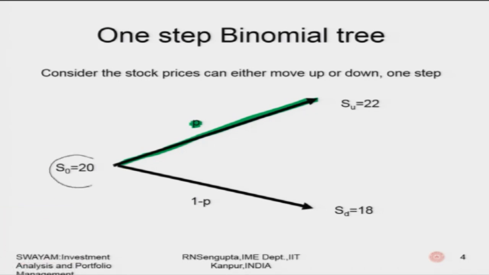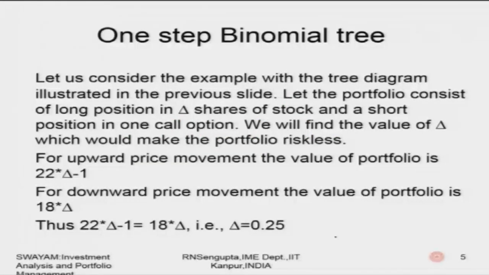Here, S naught basically means the price of the stock at time t equal to 0. Then at time, for example, t 1, the price S naught increases. These are infinitesimal time intervals which we are taking, and I'll come to why I am using this later on. If it decreases at time t equal to 1, it becomes S suffix d, the decrease, as 18, and these are just hypothetical values. So, let us consider the example with the tree diagram, which is for the binomial model.